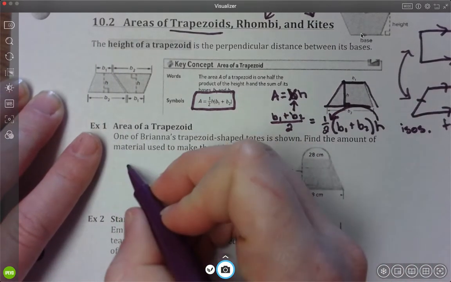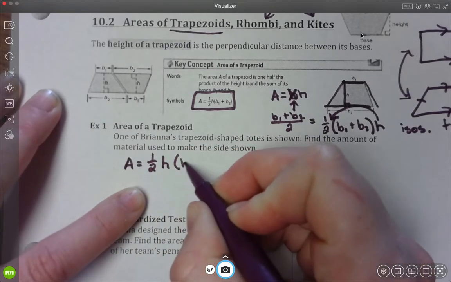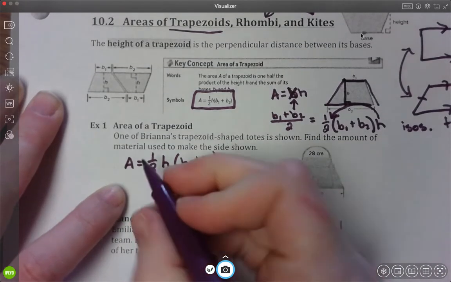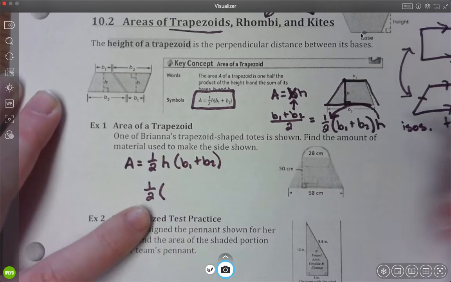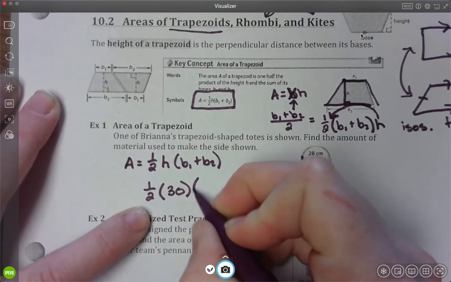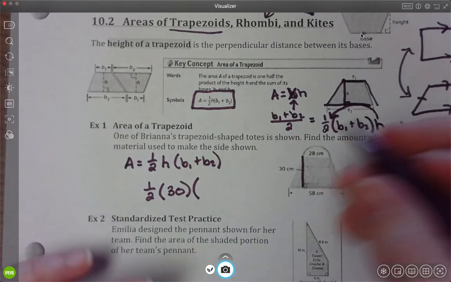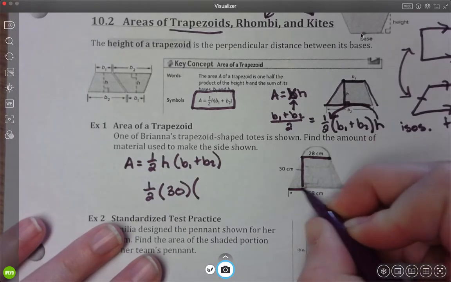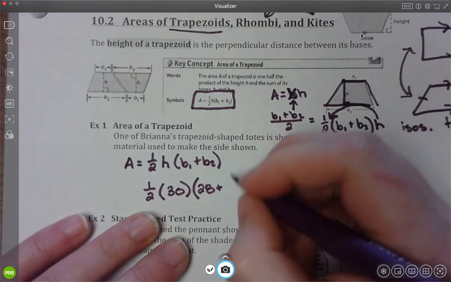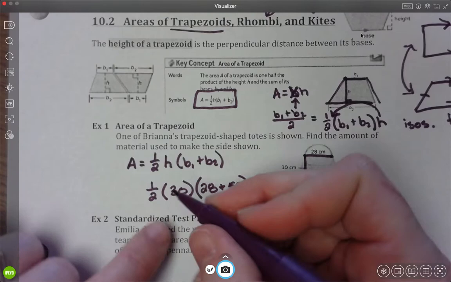So area is 1/2 of the height times base 1 plus base 2, if I rewrite that formula out here. And let's go ahead and plop stuff in. So 1/2, the height is that 30, okay? And then base 1 plus base 2. Now, which one is base 1 and which one is base 2? It doesn't really matter. I can call the top one base 1, the bottom one base 2, or vice versa. It does not matter which order you go in, because in the end, I'm just adding both of them together. So 28 plus 58, and then I'm going to go ahead and just simplify.